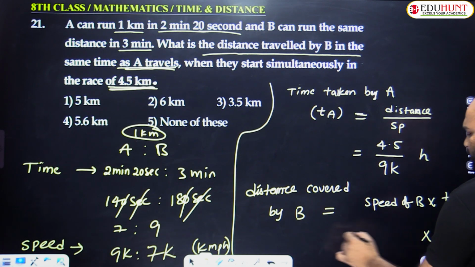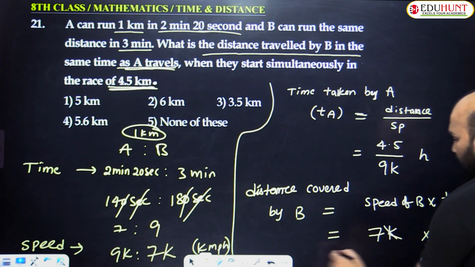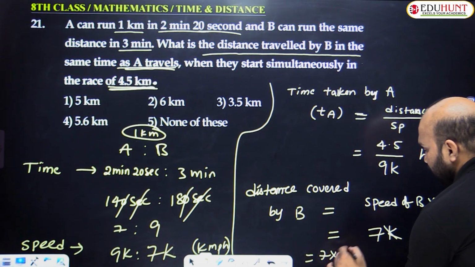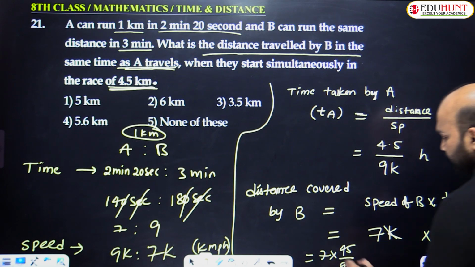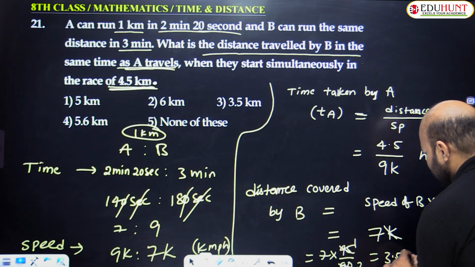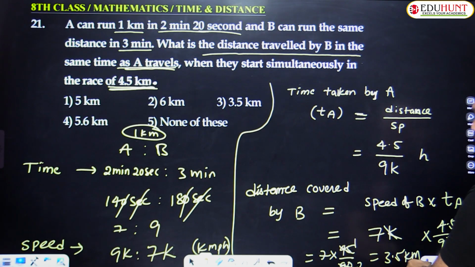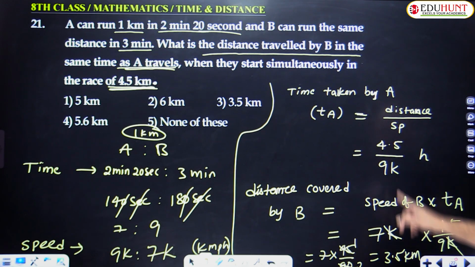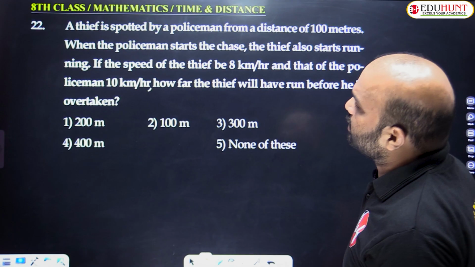Into B's speed, already given as 7K. The K's cancel. It can be written as 7 into 45 by 90, since 4.5 can be written as 45 by 90. 45 ones are 45, and 2s are 7 by 2, nothing but 3.5 kilometers. So am I clear? B covers 3.5 kilometers in the time A travels. So option 3 is the right answer. Let's go to question number 22.